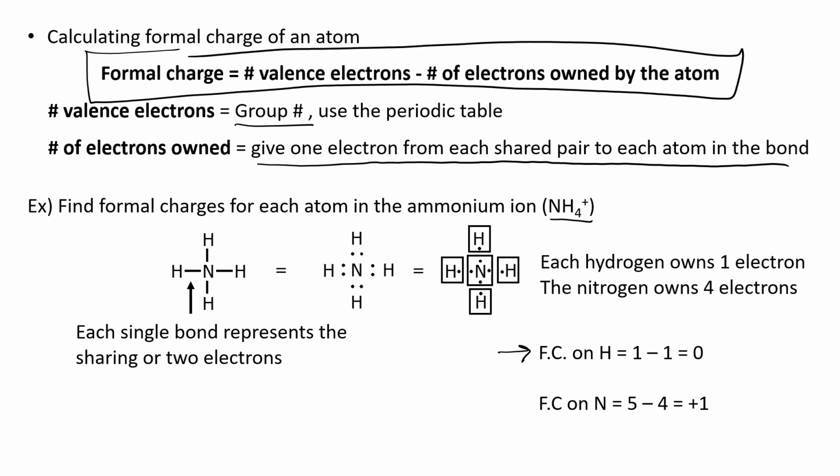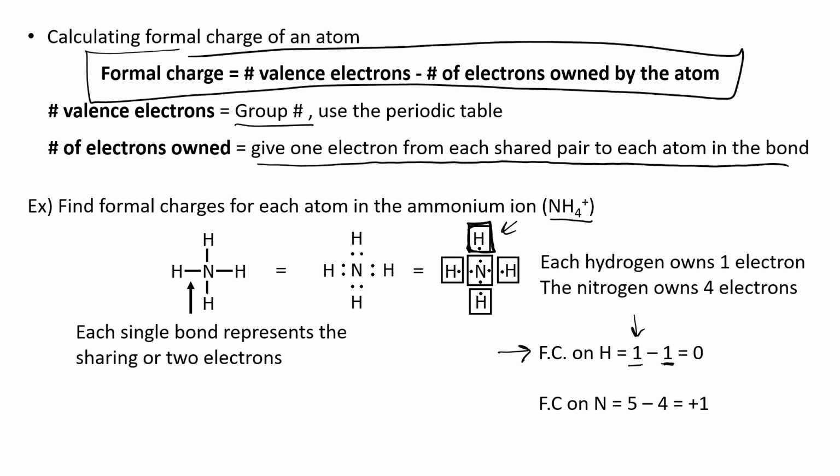So remember, formal charge is the number of valence electrons, which is the group number. Hydrogen is group 1, minus the number of electrons that it owns. For the number of electrons owned, you're going to give 1 electron from each shared pair to the atom in the bond. So let's look at this hydrogen here. There's 2 electrons shared between the hydrogen and the nitrogen, but we're going to give 1 to that hydrogen from that bond and 1 to the nitrogen in that bond. So it looks like this hydrogen owns 1 of those electrons. So 1 minus 1 is 0.